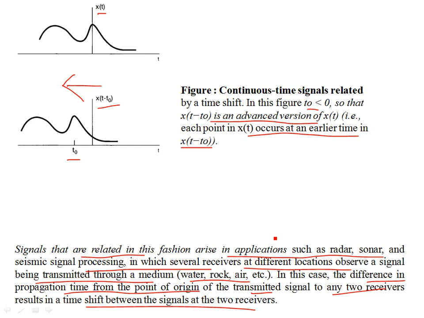And this propagation delay or waveform shift doesn't mean that the information is lost. It's simply the shift of the waveform. So this is a physical interpretation. This is what happens in receivers which are located at different locations.